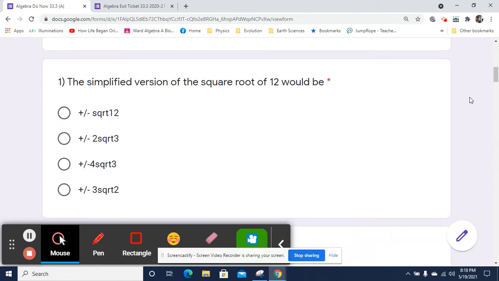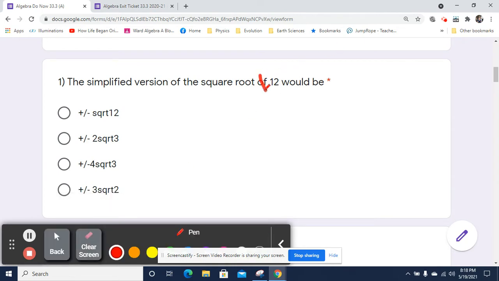What is the simplified version of the square root of 12? So which one would this be? So here's what we want to do. When we get the square root of 12, we're going to split up 12. So we can split 12 into 2 times 2 times 3.